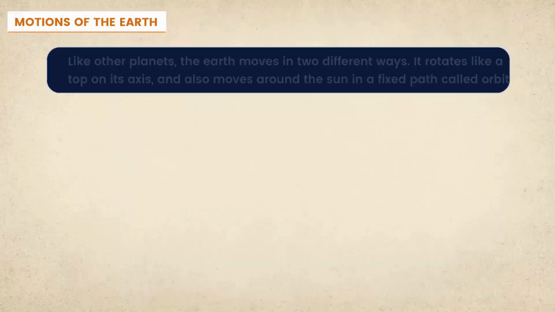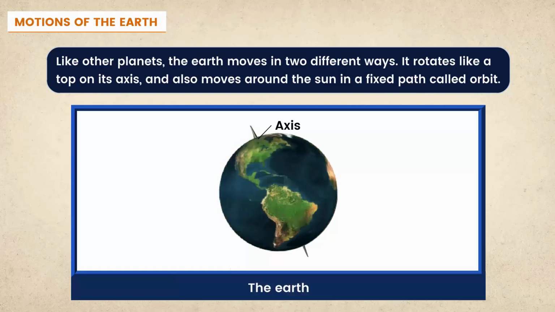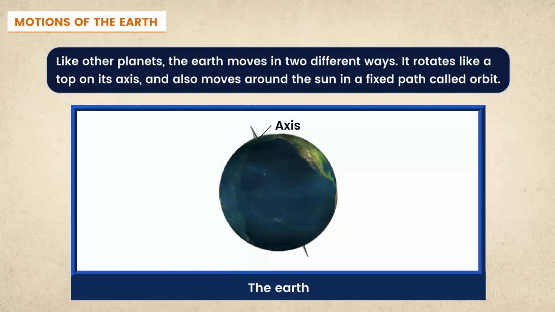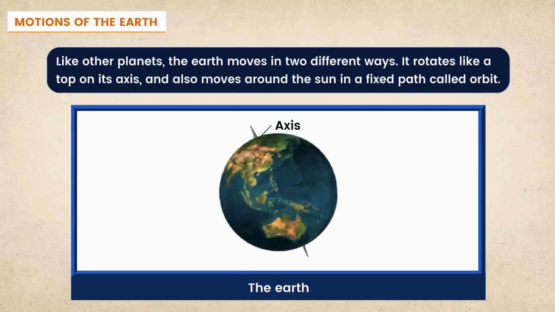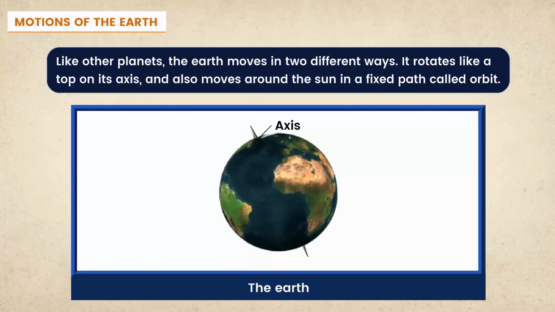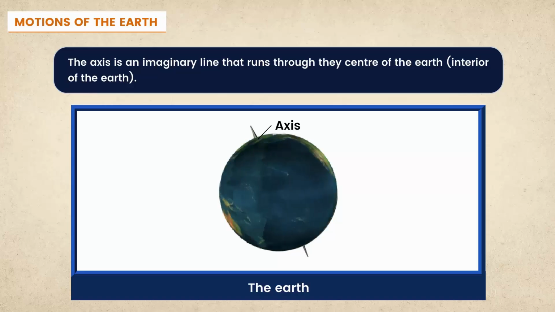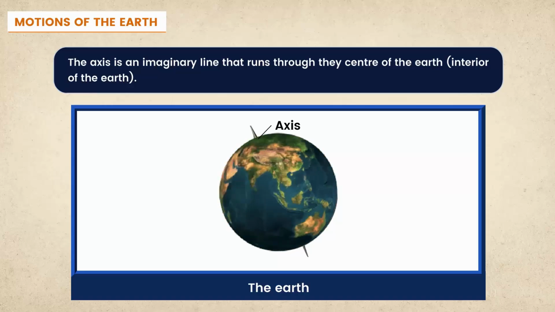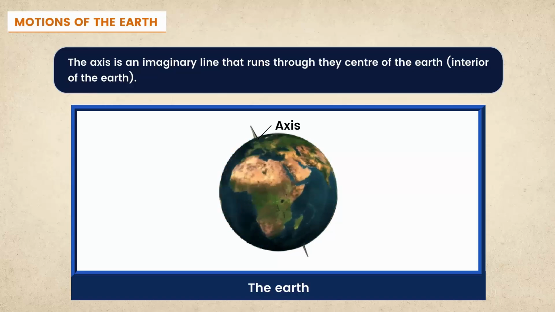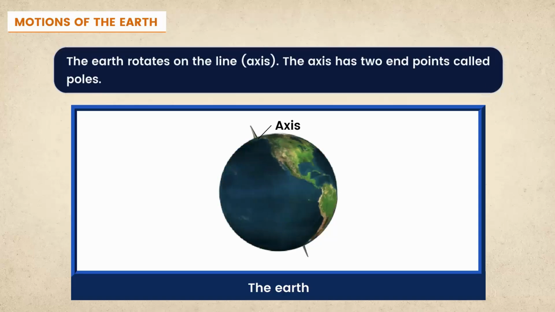Motions of the Earth. Like other planets, the Earth moves in two different ways. It rotates like a top on its axis and also moves around the Sun in a fixed path called orbit. The axis is an imaginary line that runs through the center of the Earth. The Earth rotates on this line, the axis.